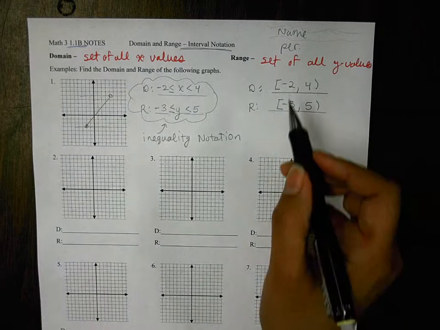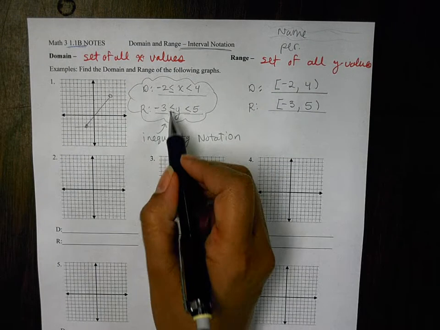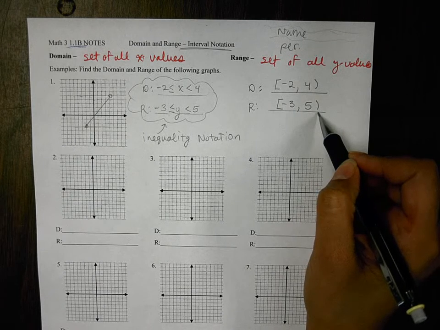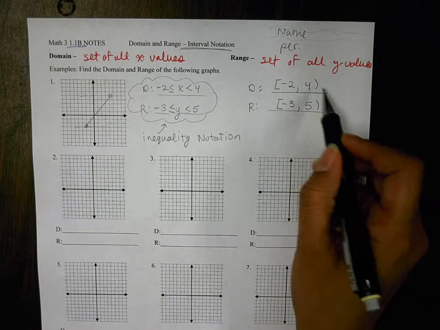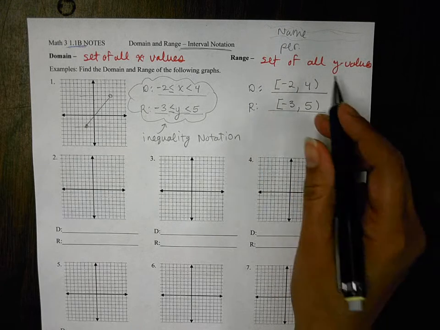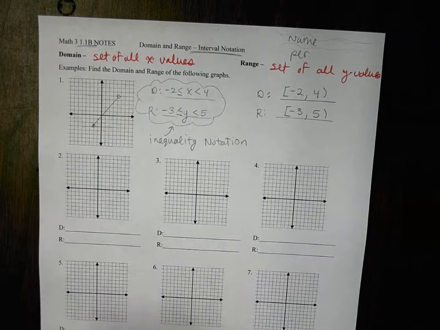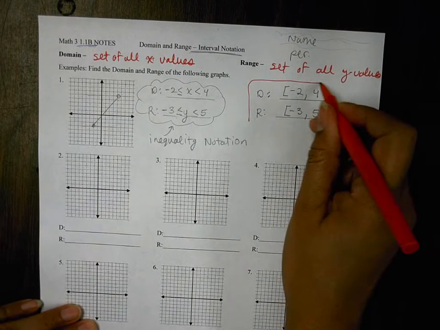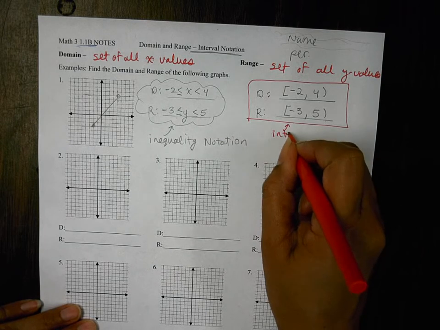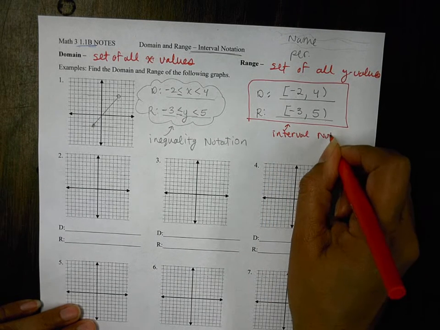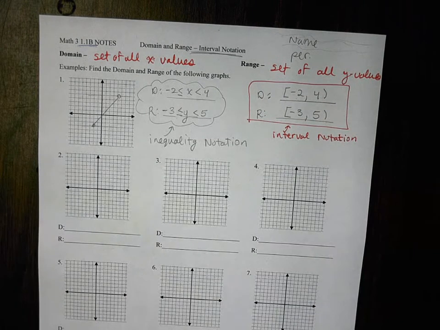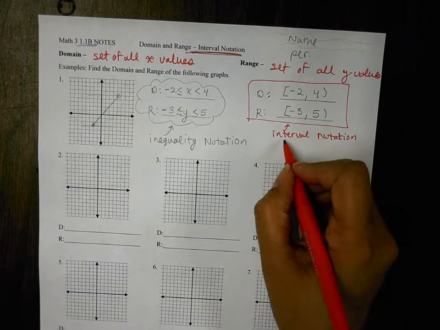Now think about, why do you think I put brackets on the -2 and -3, but parentheses on the 4 and the 5? Another thing, this is not an ordered pair. This does not mean -2, 4, left 2 up 4. This is not an ordered pair. But this is the way we're going to be writing our answers from now on, and this is called interval notation.